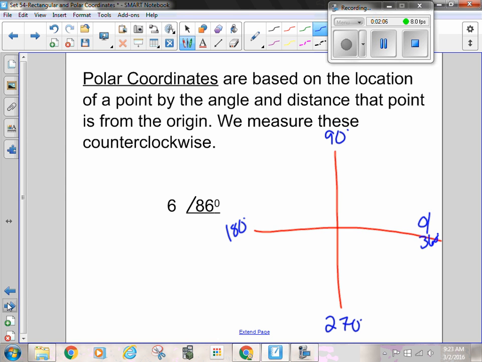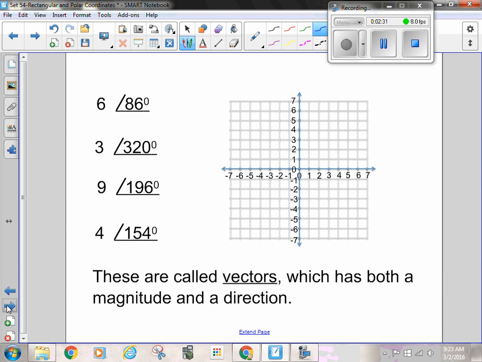Okay, so 86 is going to fall in my quadrant 1, and I'm going to be almost at 90, at a length of 6. And then we just represent it there, so my direction here is my 86 degrees. That makes my new point here. Polar coordinates are also called vectors, and that's talking about magnitude and direction. That is used in things like airplanes or boats. They use vectors and talk about the angle and their direction from a certain point, and that gives their new position.